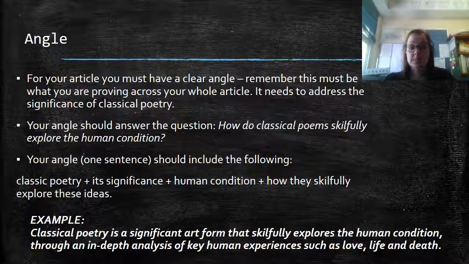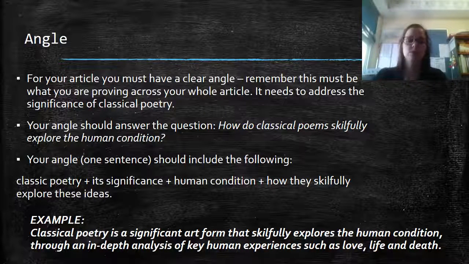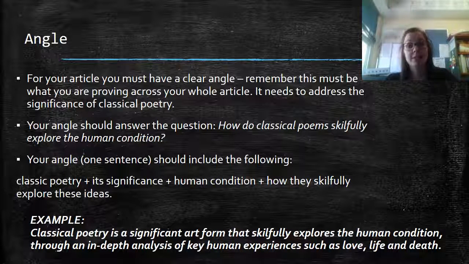Your angle is one sentence and needs to include poetry, its significance, the human condition, and how they skillfully explore these ideas. So for example, classical poetry is a significant art form that skillfully explores the human condition through an in-depth analysis of key human experiences such as love, life, and death.